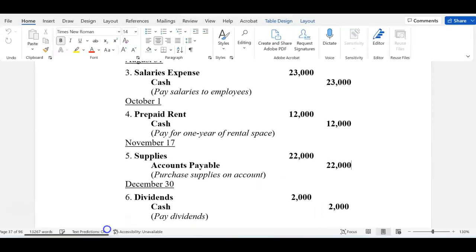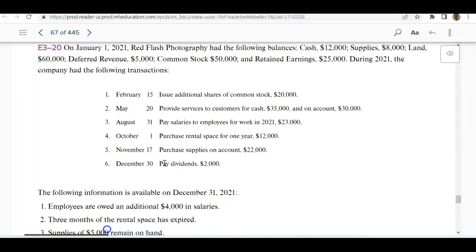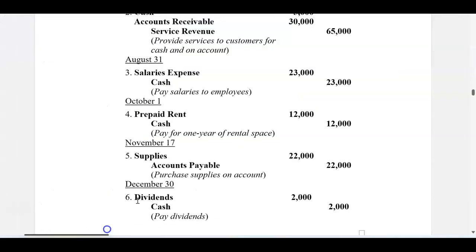And the last one, pay dividend for $2,000, and that's how you record it. It says paid, so cash is credited because it's paid. Dividend is debited to recognize the dividend. Dividend is not an expense, but is a form of distribution of a portion of income to shareholders.